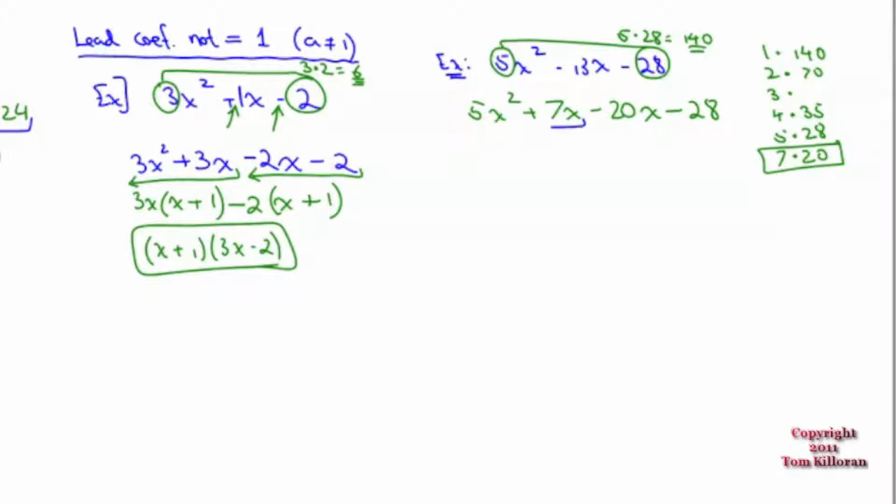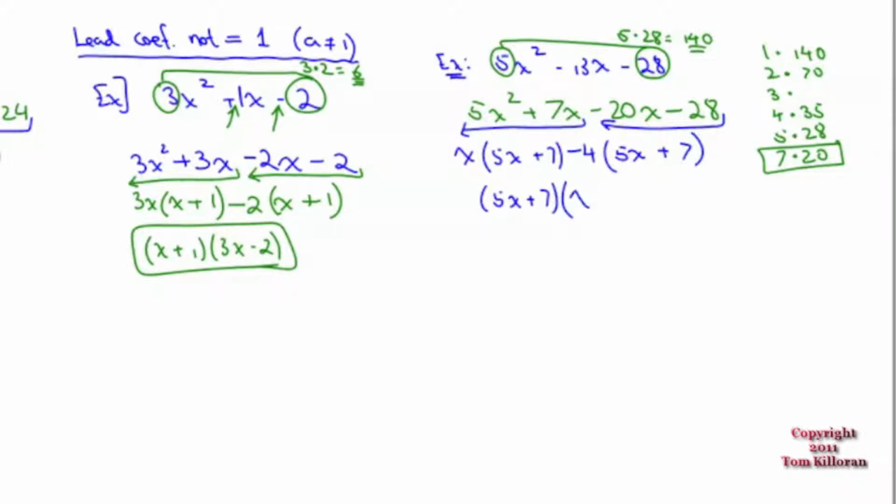GCF of the first two terms. X. What's left behind? 5x plus 7. GCF of the second two terms. Negative 4. And left behind is 5x. And negative 28 divided by negative 4 is positive 7. And then we have common terms we can pull out. That 5x plus 7. What's left behind? X minus 4. We're done.